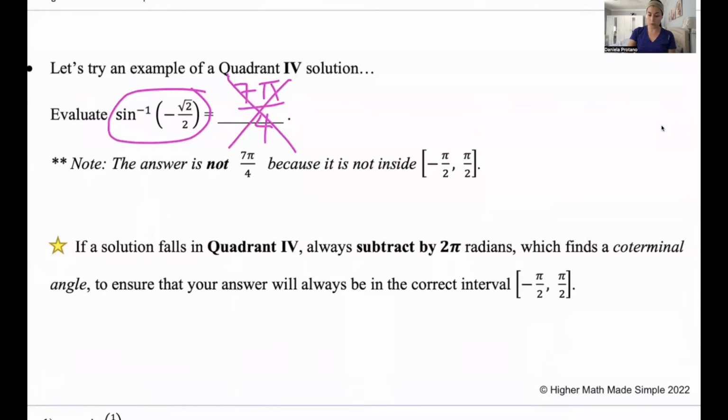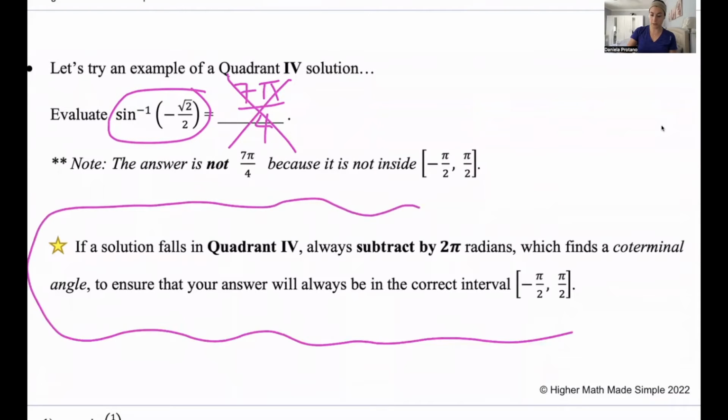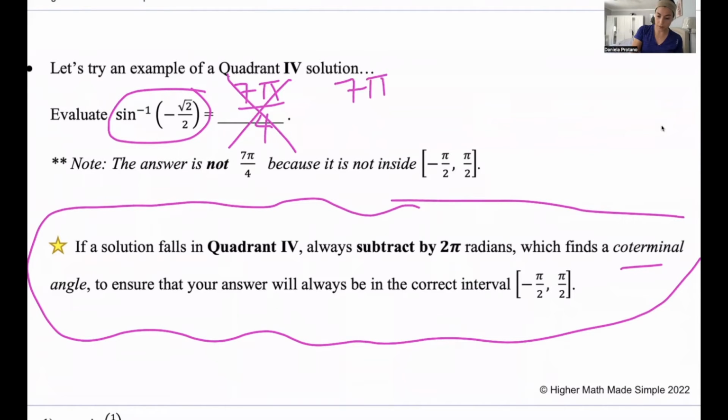So the rule of thumb is if a solution falls in quadrant 4, that extra step is you have to subtract by 2 pi radians. In other words, we're going to find a coterminal angle, right? So what you're going to do with that 7 pi over 4 is, I'm going to do this up here. And maybe let's do some green here. So we're going to take 7 pi over 4, and we're going to find a coterminal angle.